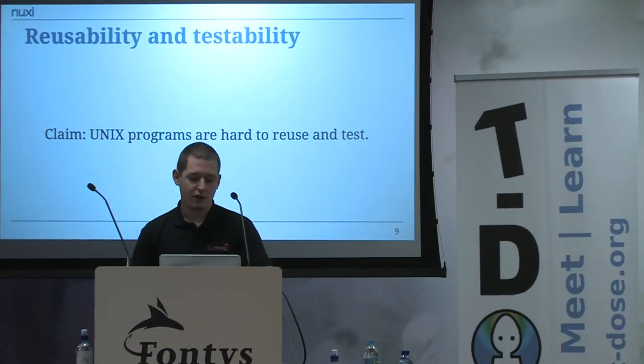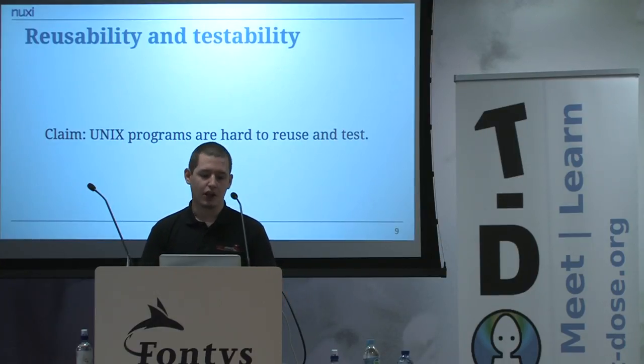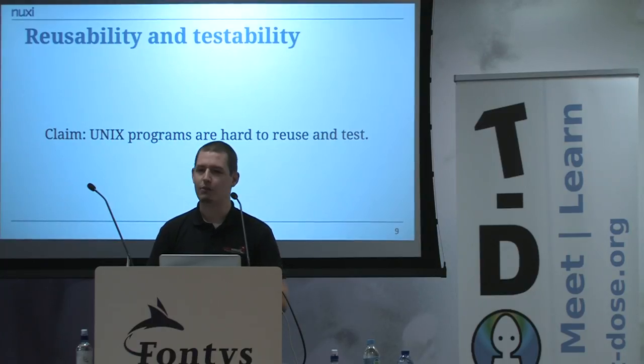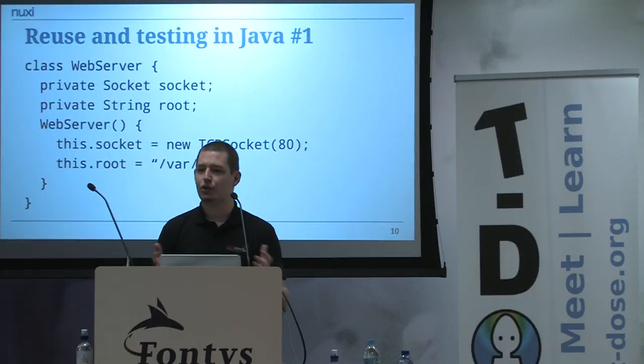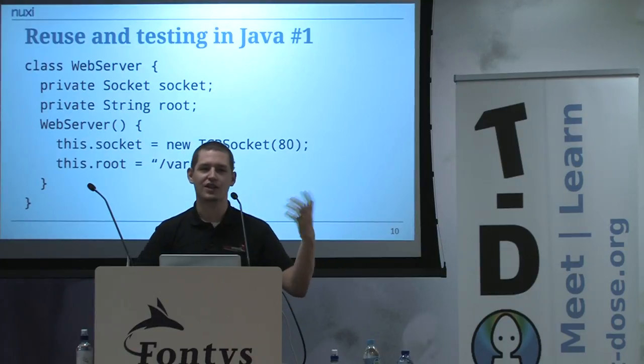So, enough about security. Another thing that I dislike about Unix is that programs are hard to test and reuse. And what I mean with that, I'll try to explain by looking at something completely different for a minute, namely Java. Say you would write a simple web server in Java. You would write a class WebServer that accepts HTTP requests and does something special with it.